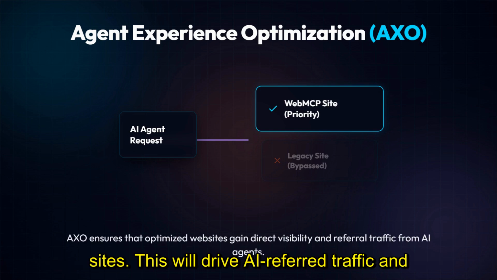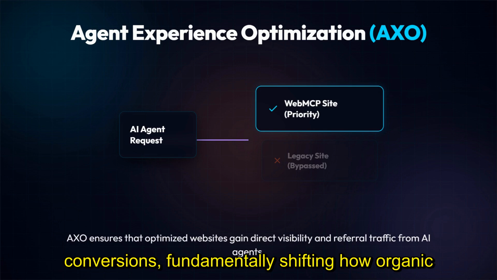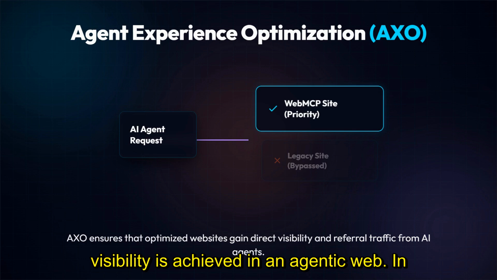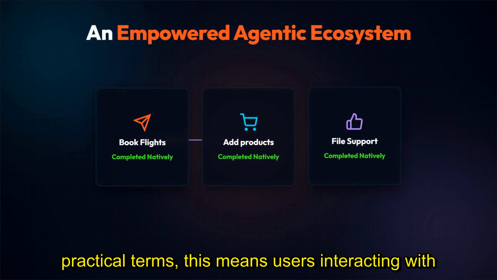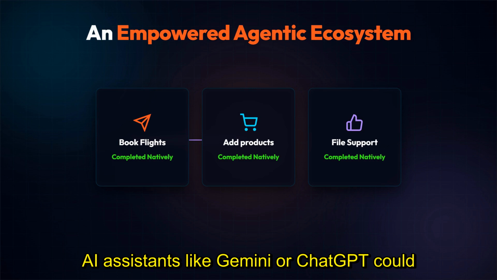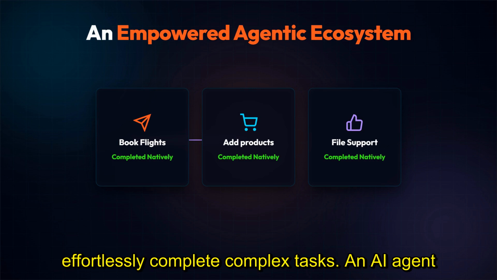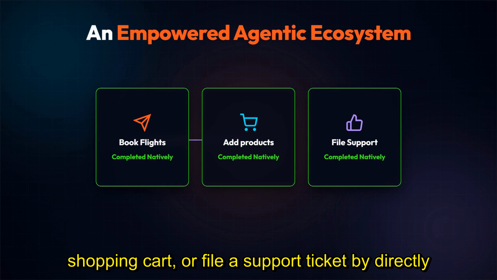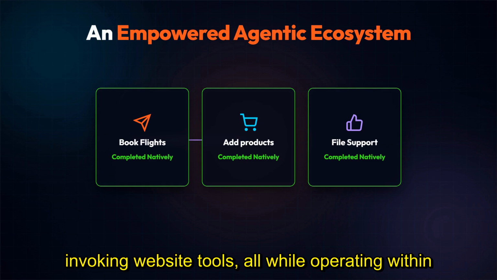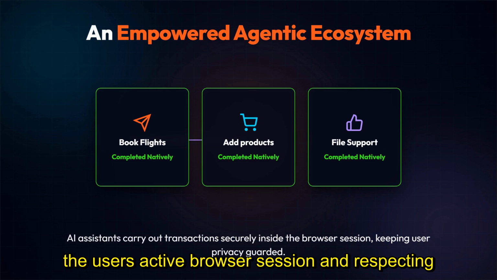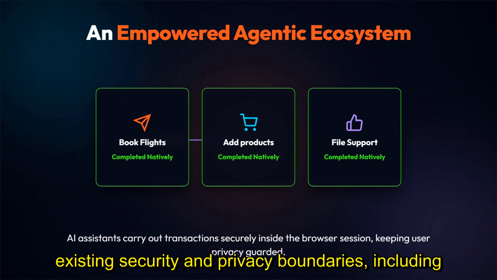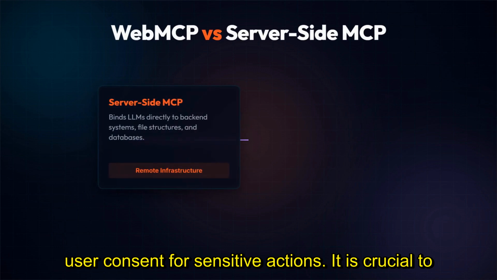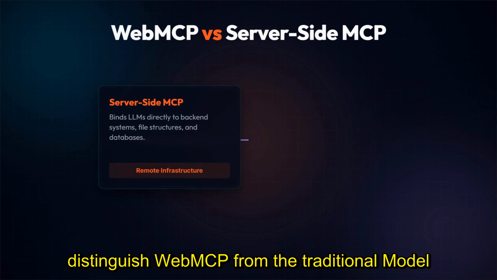This will drive AI-referred traffic and conversions, fundamentally shifting how organic visibility is achieved in an agentic web. In practical terms, this means users interacting with AI assistants like Gemini or ChatGPT could effortlessly complete complex tasks. An AI agent could book a flight, add specific items to a shopping cart, or file a support ticket by directly invoking website tools, all while operating within the user's active browser session and respecting existing security and privacy boundaries, including user consent for sensitive actions.